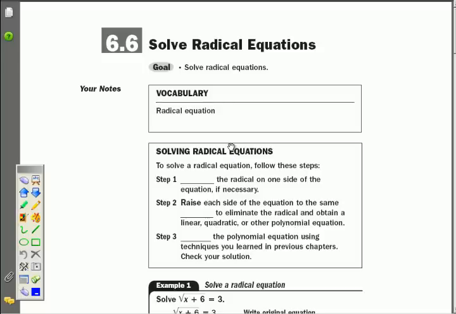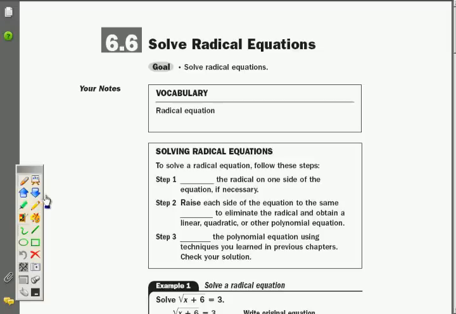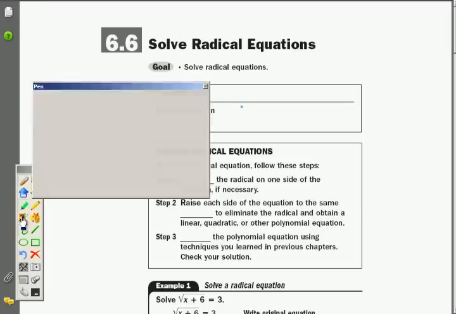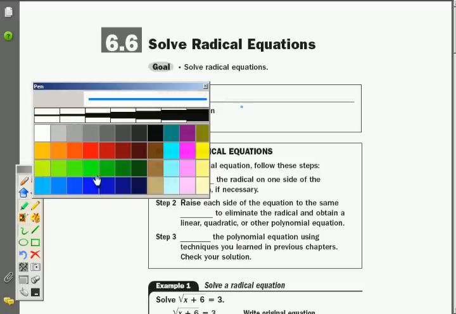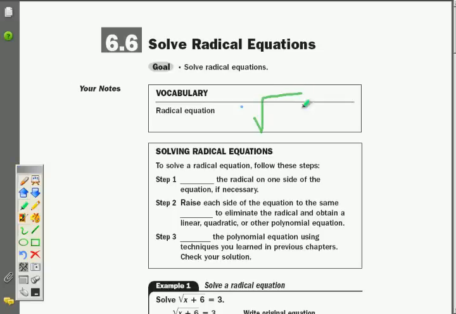All right, 6-6, solving radical equations. And when we talk about radical equations, we're talking about anything that has a radical in it. So things that have radicals in them would be square roots or cube roots or anything like that. So anytime you see a function with that in it, that's what we're talking about.